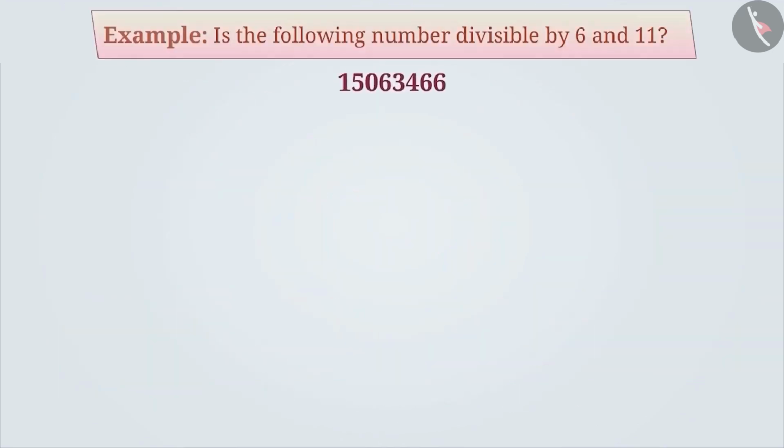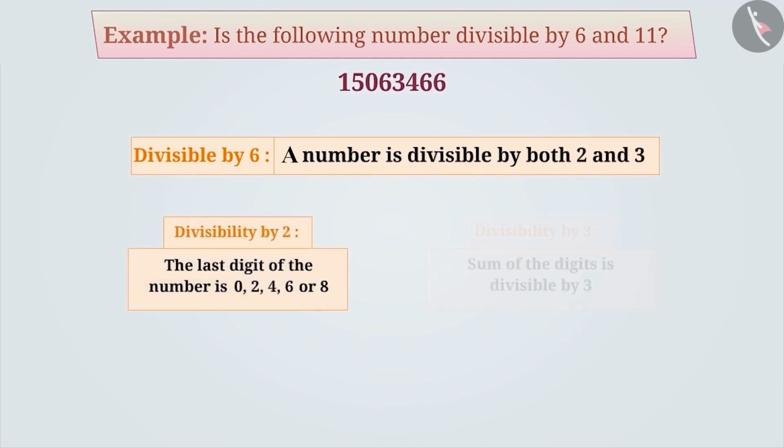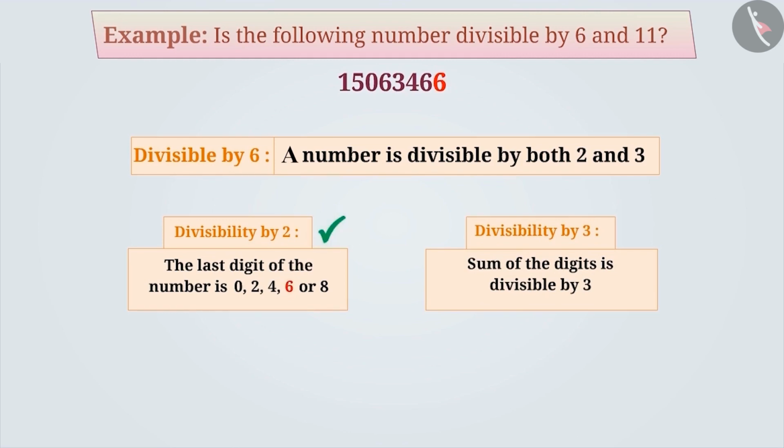Next example. Is the following number divisible by 6 and 11? The rule of divisibility by 6 says that if a number is divisible by both 2 and 3, then the number is also divisible by 6. So, for the given number, first we check the divisibility by 2 and 3. Since the last digit of the given number is 6, it is one among 0, 2, 4, 6 or 8. Therefore, this number is divisible by 2.